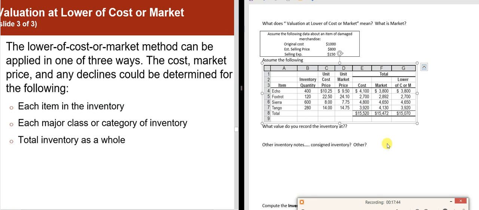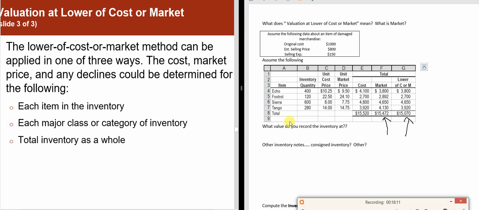So here I have a question. Do I have to do it individually by individual item, in which case my inventory would be at 15,170? Or can I just get all of the cost for all of my inventory and all of the market for all of my inventory, and now I've got lower of cost or market, and that one's lower. So do I value it at 15,472 overall or 15,070?